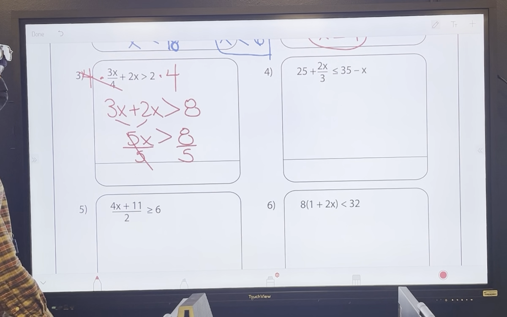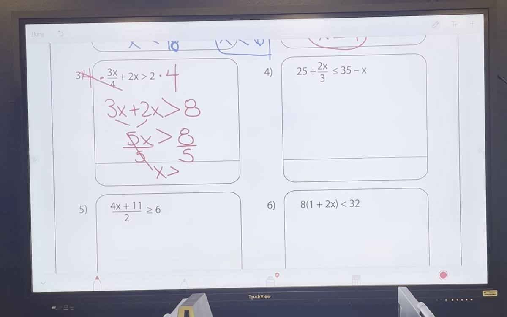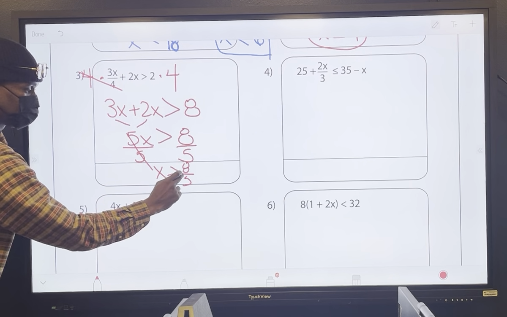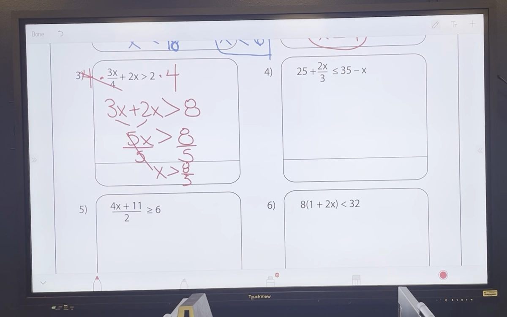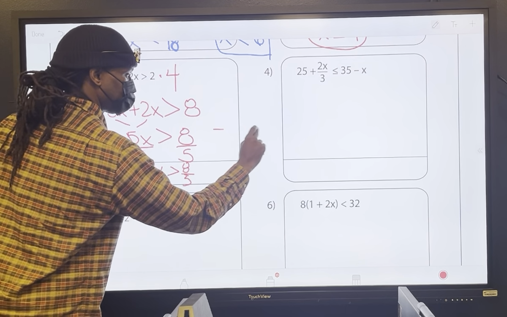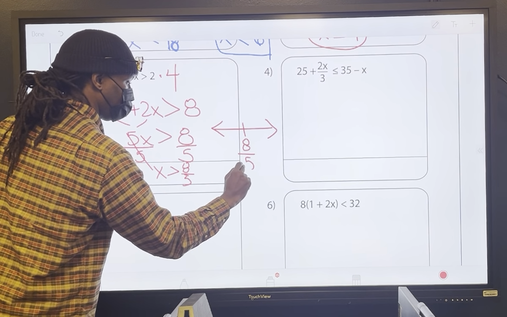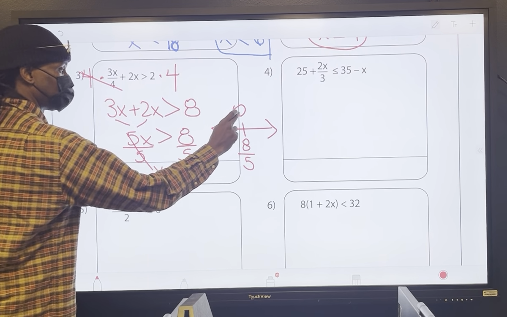Cancel out. What should my x tell me? X is what? 0.375? No, you don't have to. Keep it in fraction form. X is greater than 8 over 5. Go on the graph. Put 8 over 5 here. Open or closed? Open. Going which way? To the right.